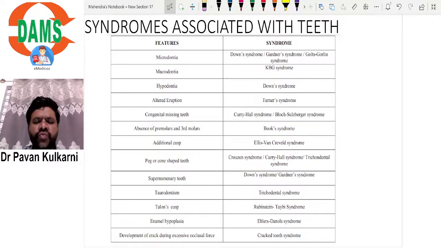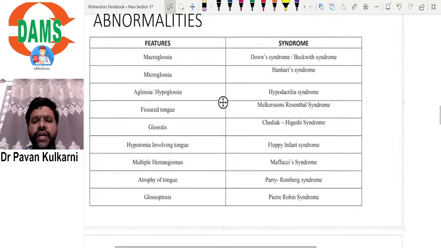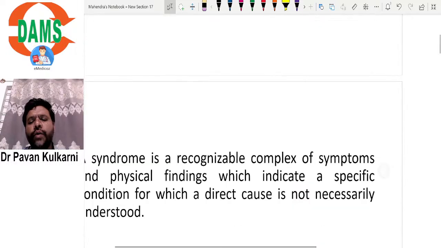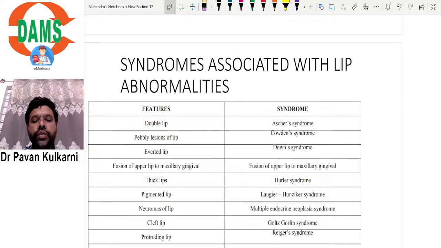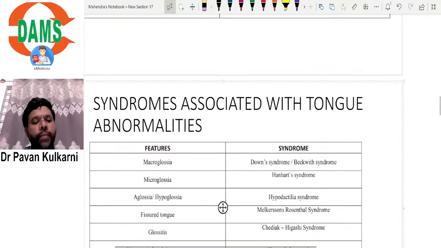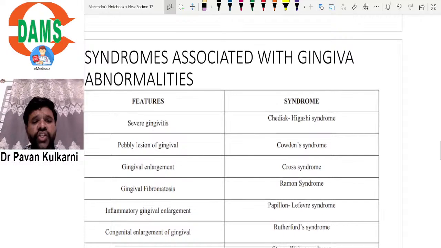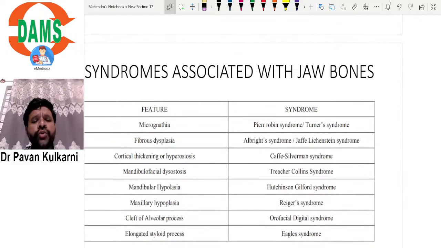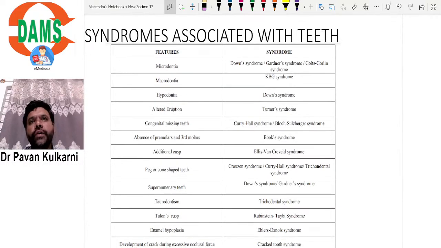Okay, so this table is very important. This entire table, you can revise this; write it down slowly in a notebook. Go to the video, pause and write down each and every table. What is the feature? What is the syndrome? First is the lips. Then we saw the buccal mucosa, then the tongue, then the palate, gingiva, jaw bones, salivary glands, and finally teeth. So this is just an overview. In this session, I have just given you an overview.